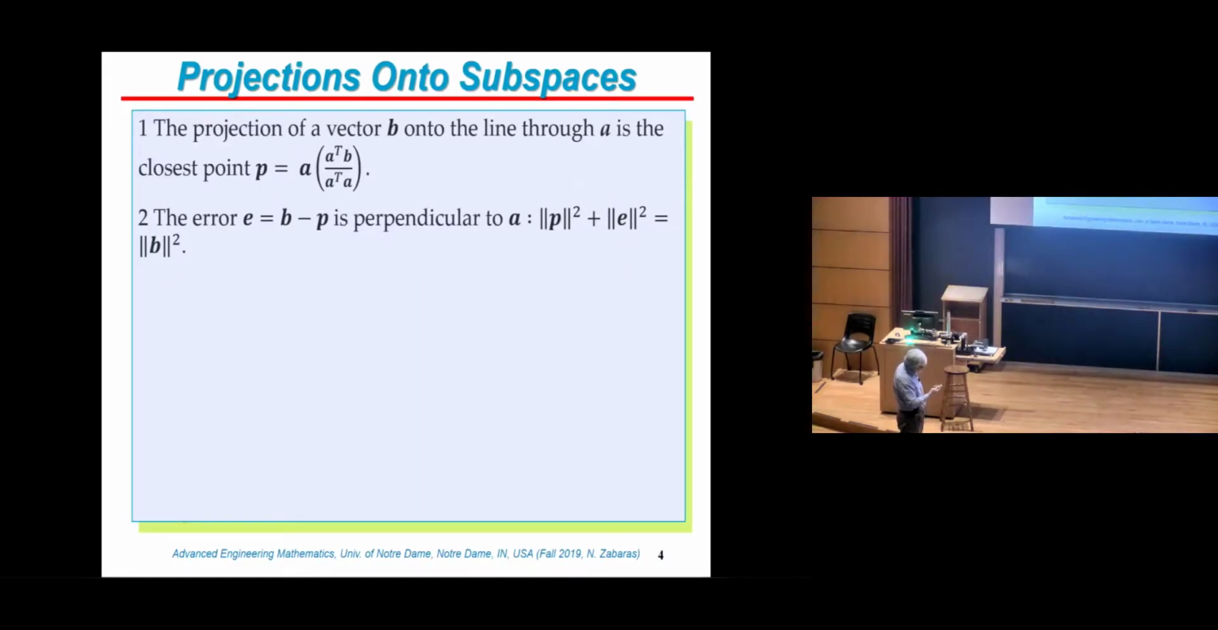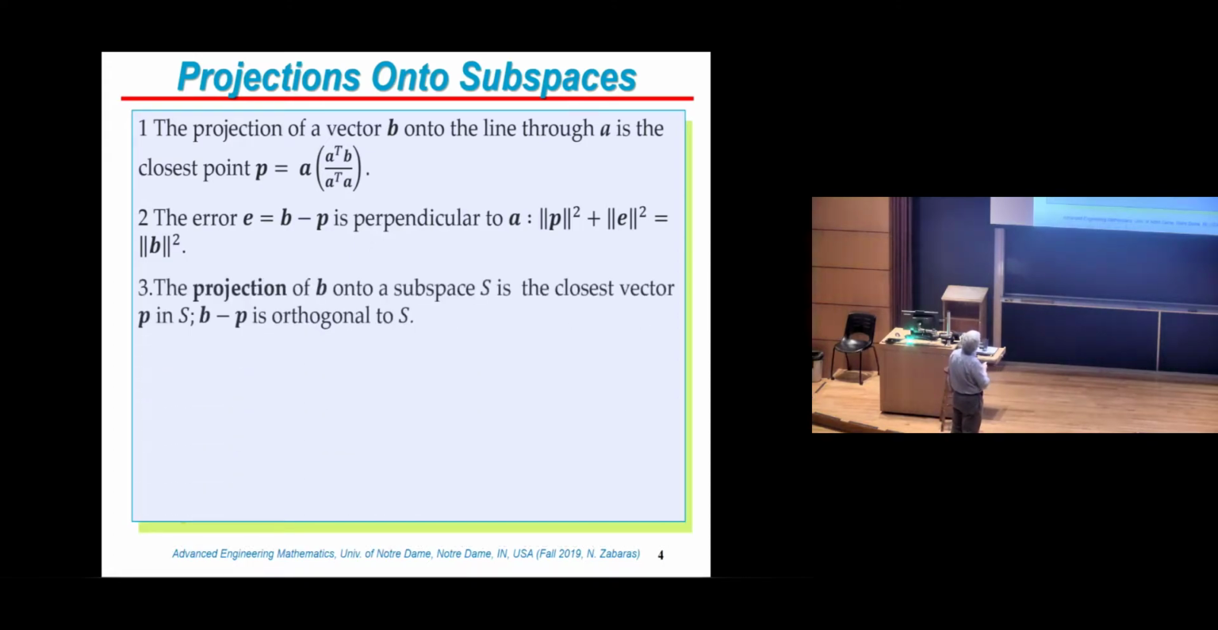All right, so just to emphasize that this is perpendicular to A, you can write down the Pythagorean theorem, where you say the magnitude of P squared plus the magnitude of the error squared is equal to the magnitude of B squared. So basically, you do orthogonal projection, and the magnitude of B squared is the magnitude of the projection squared plus the magnitude of the error squared. We will see this, okay? Just projection onto a line, nothing fancy.